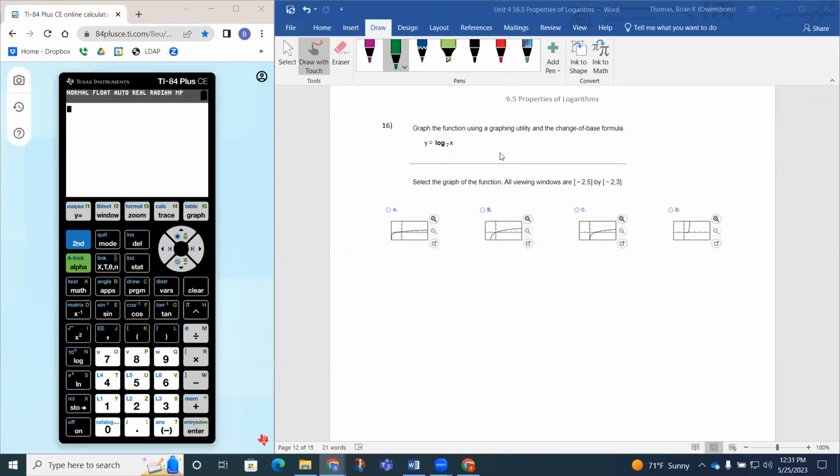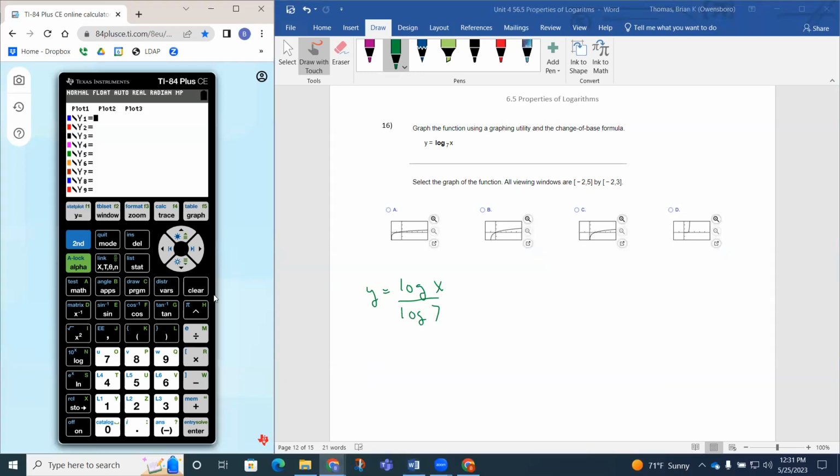So question 16, graph the function using a graphing utility and the change base formula to do this. Remember our change base formula, we can write this as a base 10 logarithm if we want, or a natural logarithm. So I have y equals, and I can go like the log of x over the log of 7. These are both base 10 logs. So if I use that, I can graph it that way.